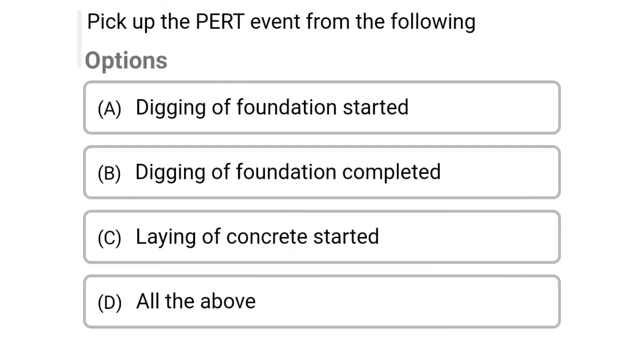So next question, pick up the PERT event from the following. Option A, digging of foundation started. Option B, digging of foundation completed. Option C, laying of concrete started. Option D, all the above. So the correct answer is option D, all the above.